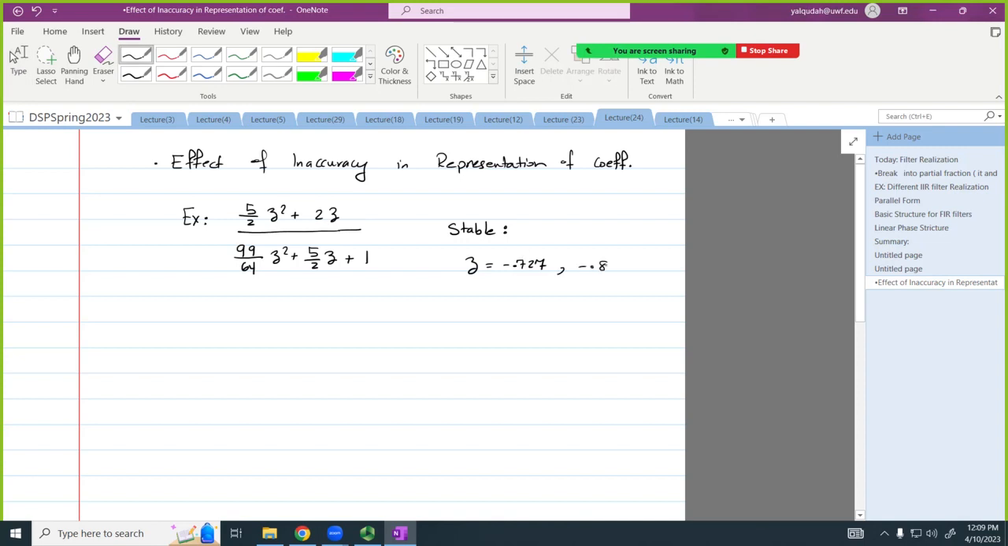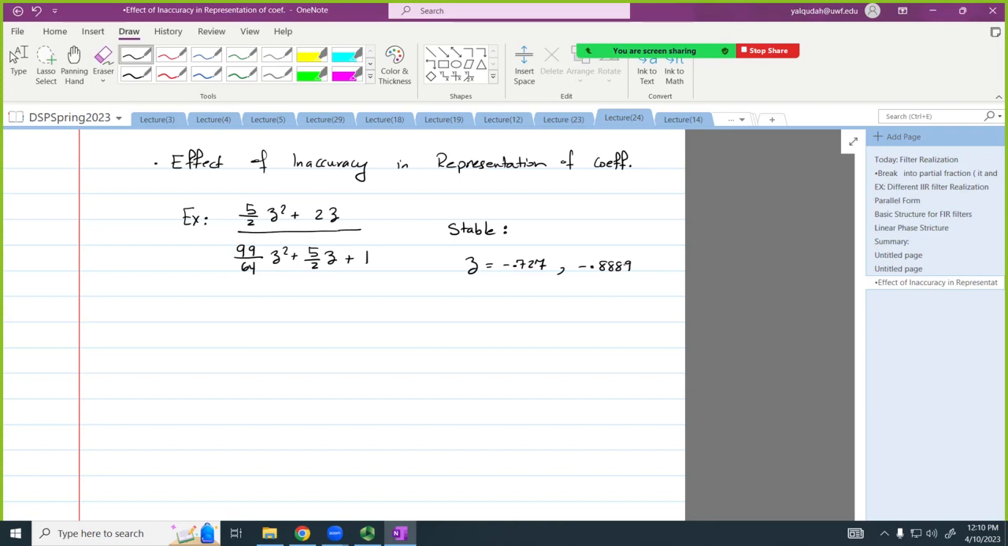Okay. If you look at the poles of this filter, they're at 0.727 and 0.888. They're inside the unit circle. Therefore, this filter is stable. Good? Now we're going to try to implement this filter.